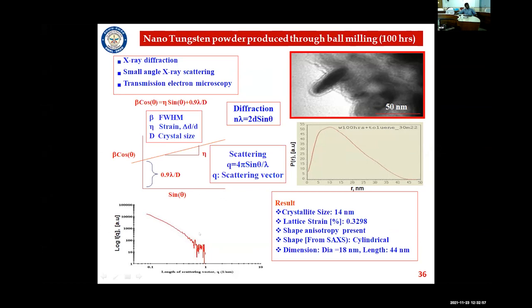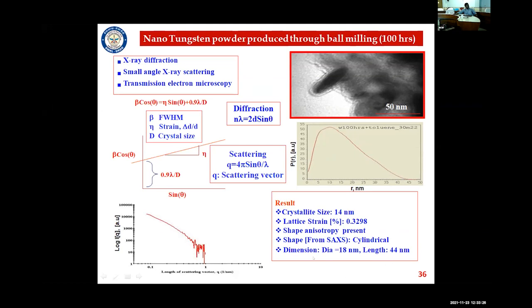From the small angle, you can see this is the scattering curve, what you get from small angle X-ray scattering. From this we can obtain the pair distance distribution function. You can see here, this is the distribution function with respect to R. This is in the nano range, and from this graph I have measured that the diameter is around 18 nanometers and the length is around 44 nanometers.